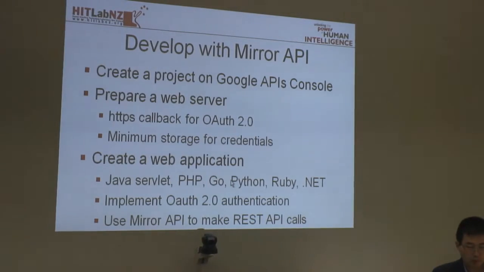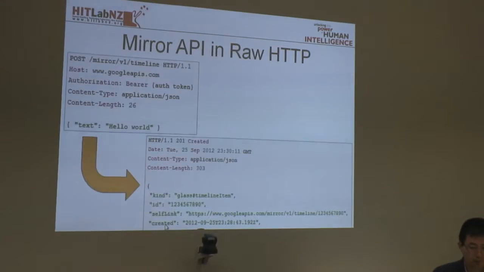So developing with the Mirror API, you'll need to create a project on the Google API console. We'll go through this in the next session, so don't worry much about it. You'll have to prepare your web server. Of course, you'll have to create a web page, so you need a web server, but we'll use a Google service for this for today. And you can create a web application using Java or PHP or whatever, and then you can use that web page to make REST API calls to the Mirror API server.